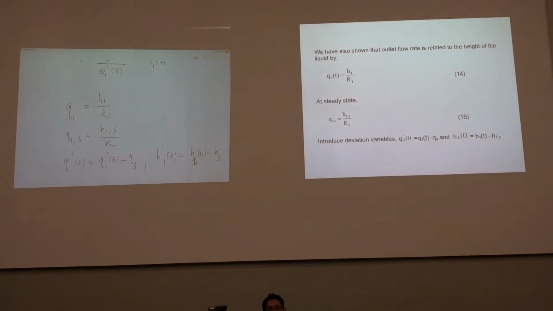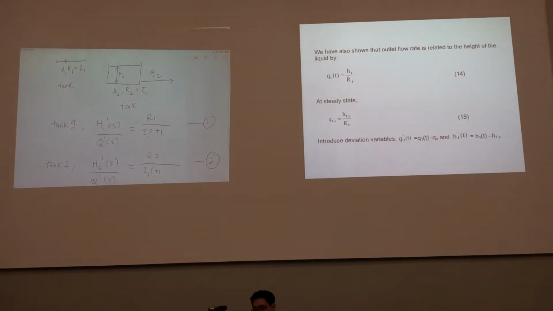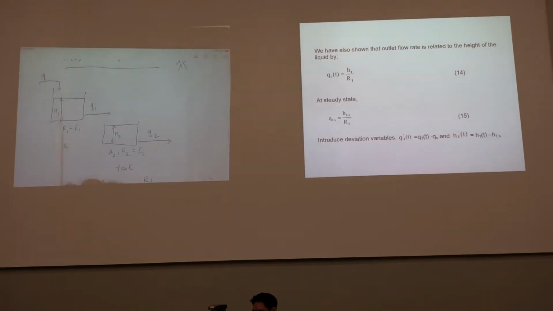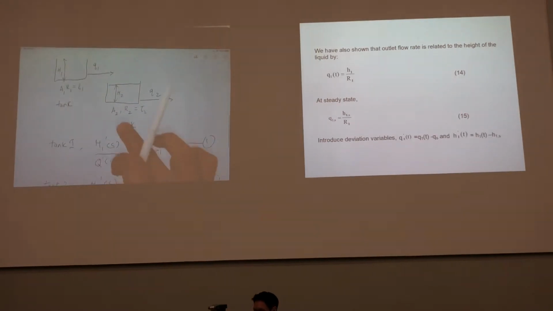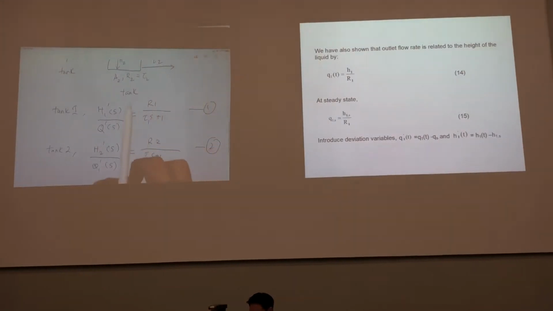Confused? Okay. Before I move on, this tank 1 and tank 2, the transfer function, you're okay, right? Assume you're okay. So this one I have H1 and Q. And the other one I got H2 and Q1. If I wanted to replace this Q1, how? Because I don't want to have too many Q. I got H1, Q, H2, Q1.